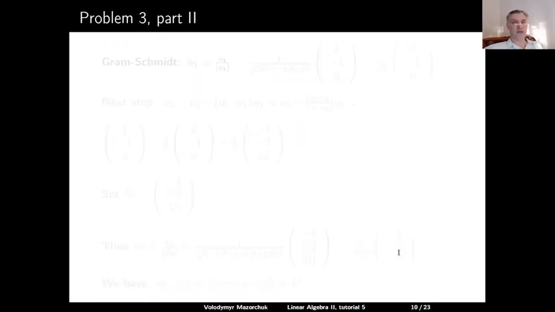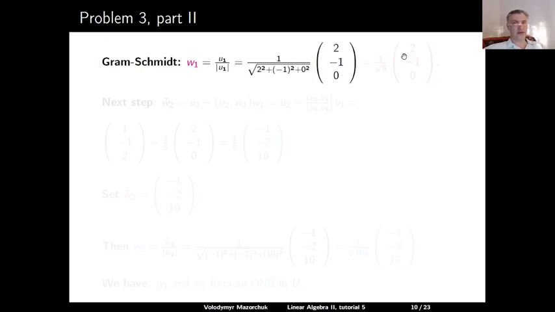Now we can apply Gram-Schmidt's method to find an orthonormal basis in U. According to Gram-Schmidt, we take u1 and we normalize it. So we divide it by its length, and the outcome we denote by w1. So u1 is (2, minus 1, 0), and its length is the square root of 2 squared plus minus 1 squared plus 0 squared. So the outcome is 1 divided by the root of 5 times (2, minus 1, 0).